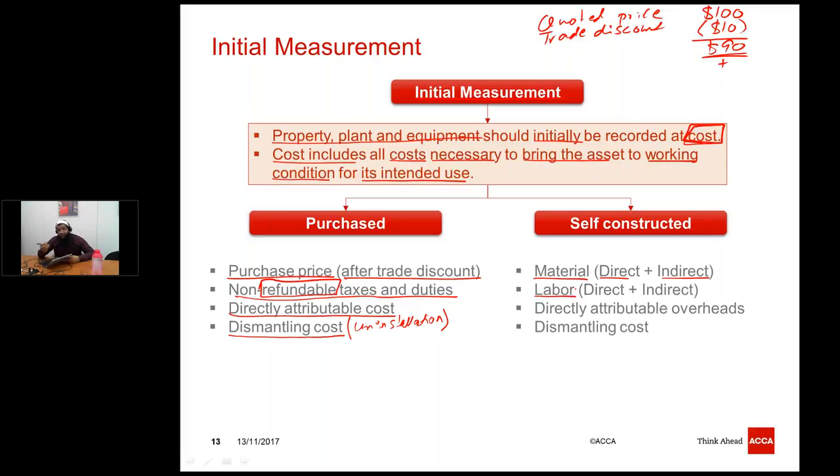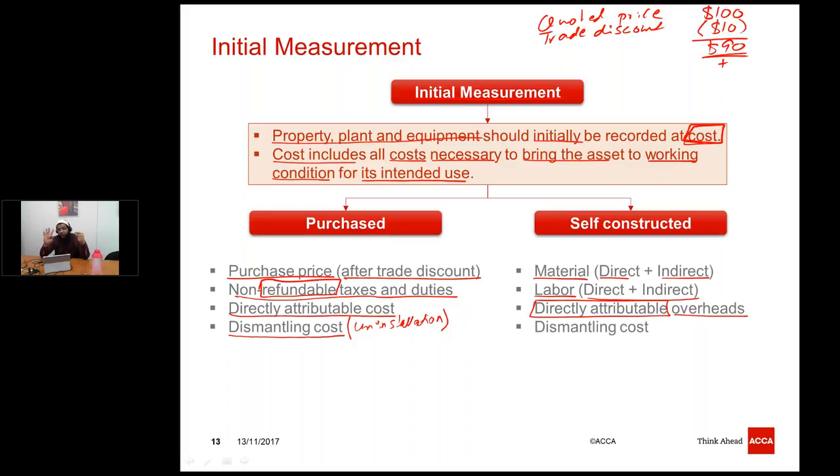Similarly, the labor cost, the labor that I'm using to construct the asset, will also be capitalized. Both direct and indirect labor will be capitalized. But for the overheads, only directly attributable overheads will be capitalized. The indirect overheads will not be capitalized.